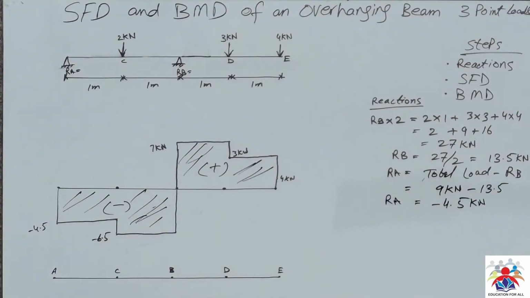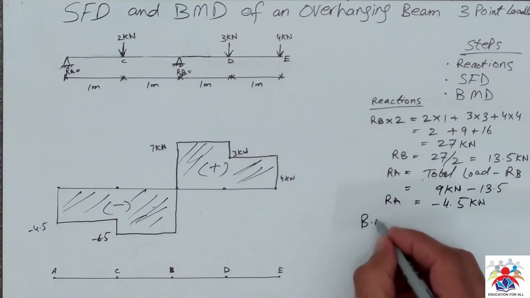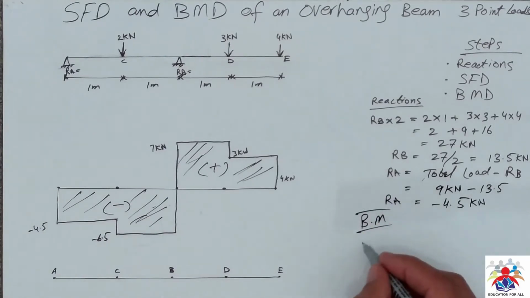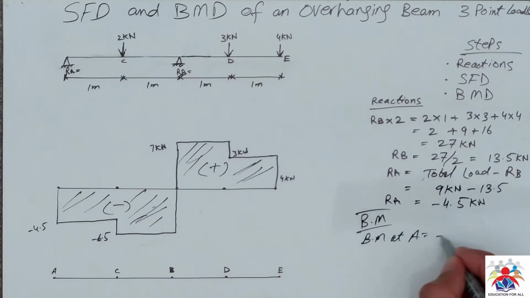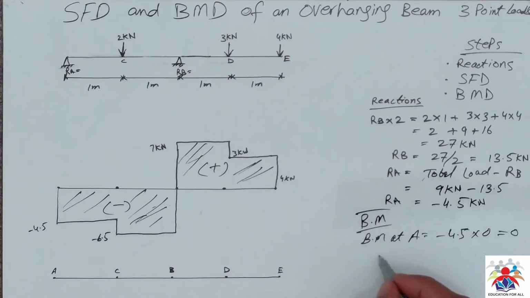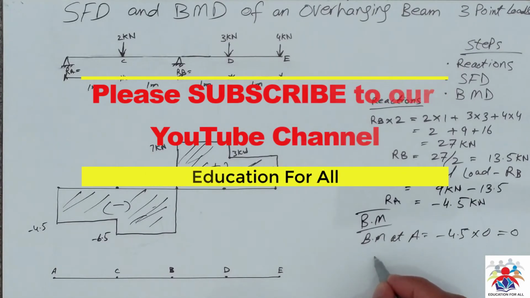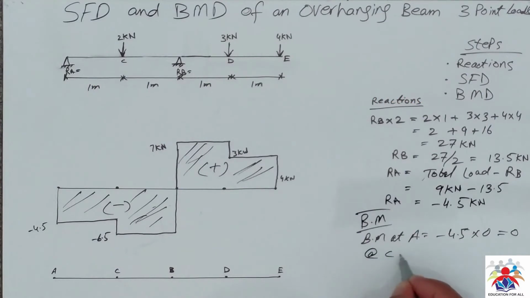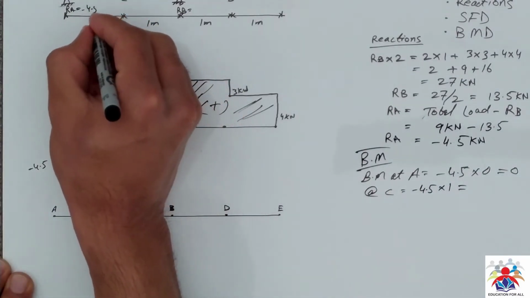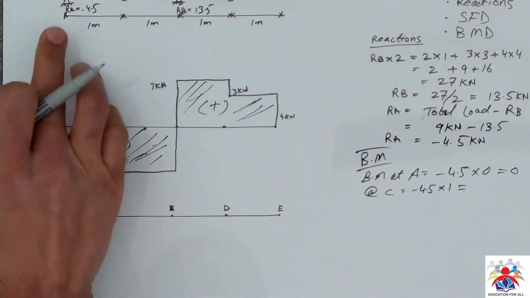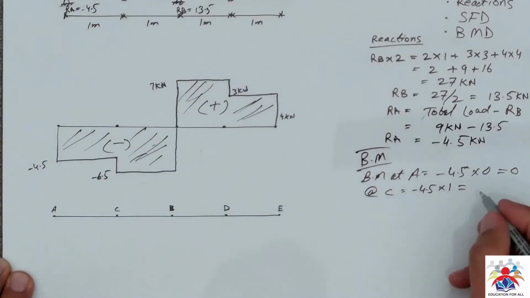Now we have to draw a bending moment diagram. Before doing so, we have to calculate bending moments at each point. Bending moment at point A will be minus 4.5 multiplied by 0 because we have no arm, so that's why it will be 0. Bending moment at point C will be minus 4.5 multiplied by its arm, which is 1 meter, so it will be minus 4.5 kilonewton meter.